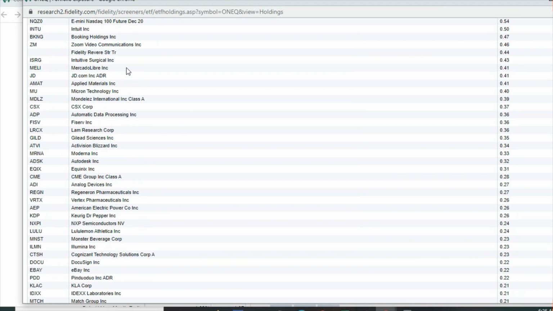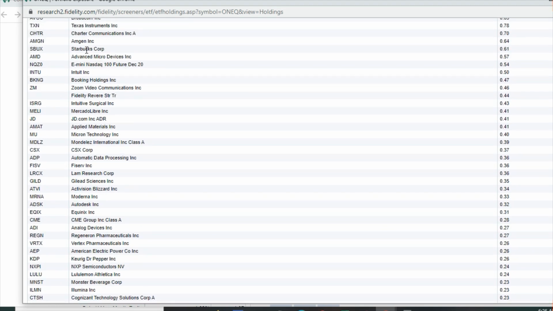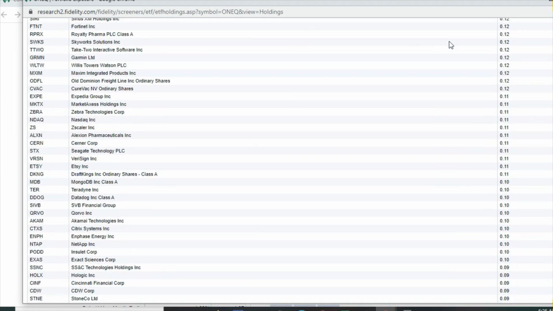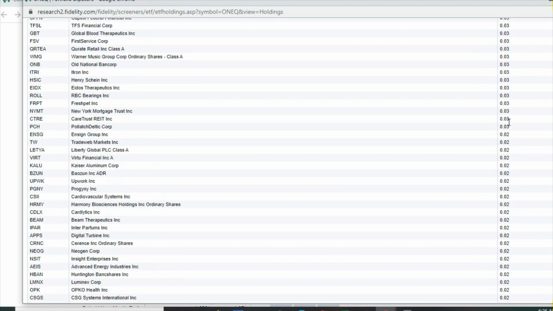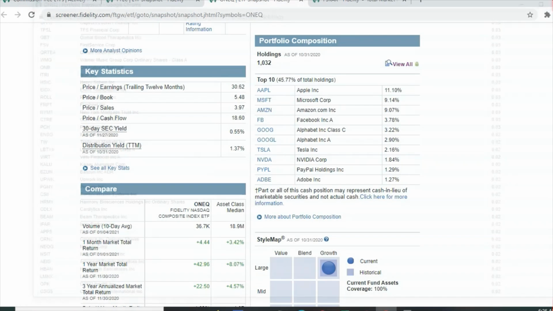But you scroll down here, you're also purchasing Zoom, you're purchasing Starbucks, Amgen, you're purchasing Gilead Sciences, you're purchasing Keurig Dr. Pepper, you're purchasing all these different companies, but you can see the weighting in the index here: 0.12%, 0.11%. All the way down here, you can scroll. Very small weighting in a lot of these companies here, like Beam Therapeutics, Cardlytics, Kaiser Aluminum, Fresh Pet, Warner Music, Old National Bank. Very small weightings in this ETF. Doesn't mean that this ETF is a bad investment. It just means that it's market capitalization weighted. Means the companies that are worth the most money have the highest weighting in the ETF.